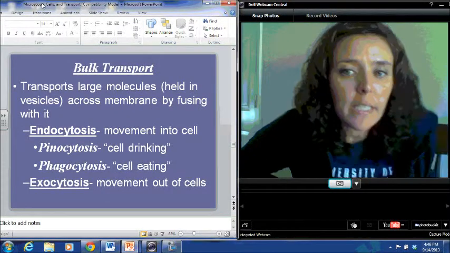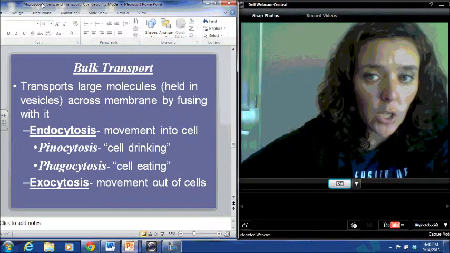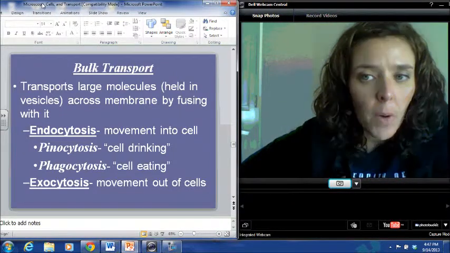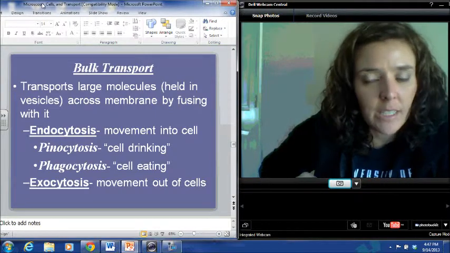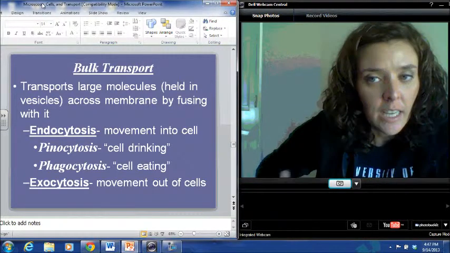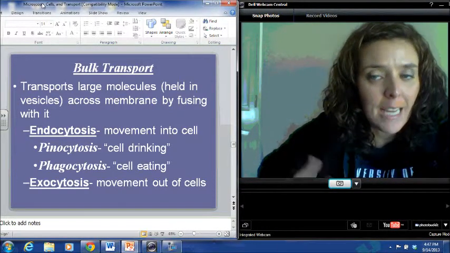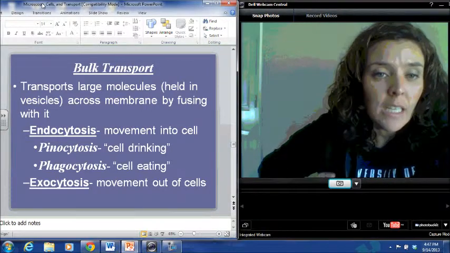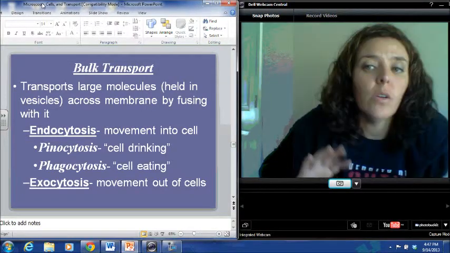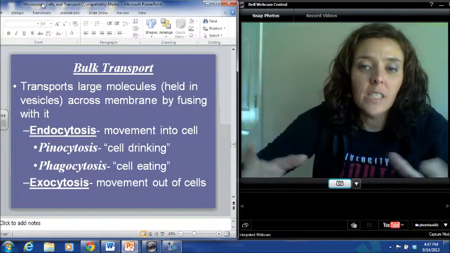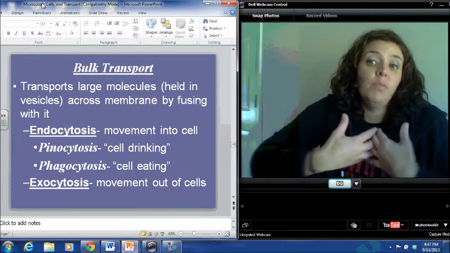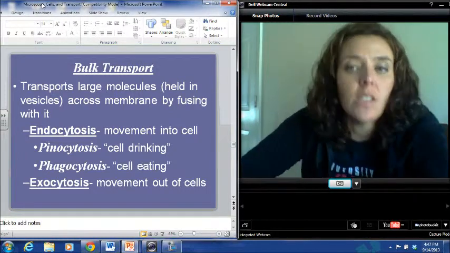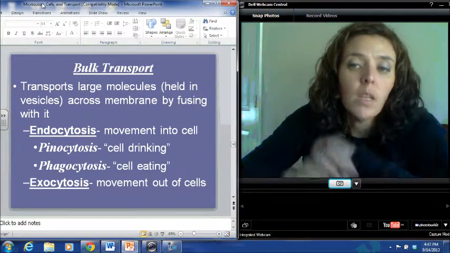Okay, the last type of transport is bulk transport. Bulk means big. So these are things that are floating around outside the cell or maybe inside the cell that need to go across the membrane, but it can't because it's too big. And so what happens is the cell membrane surrounds the item and brings it in or pushes it out, in a sense. Okay, so there are two types of bulk transport.